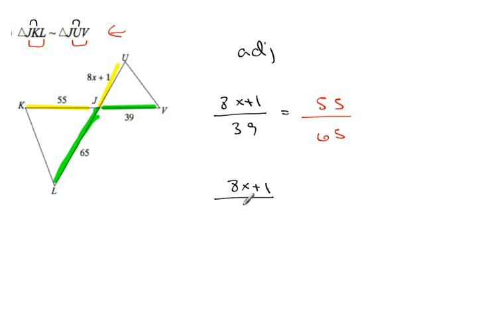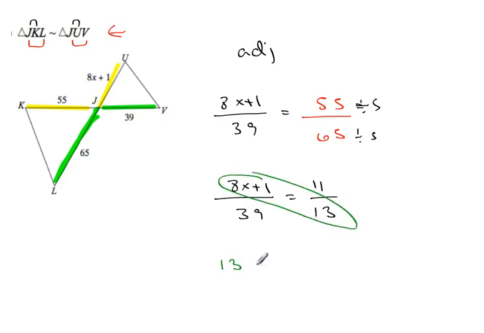Let's make life a little easier. So we got 8x plus 1 over 39 equals, both of these are divisible by 5 here. This gives you 11 over 13. And now you can cross products and go from there. So you have 13 times 8x plus 1. I'm just joking. 13 times the quantity of 8x plus 1 equals, you got 39 times 11, which is 429.